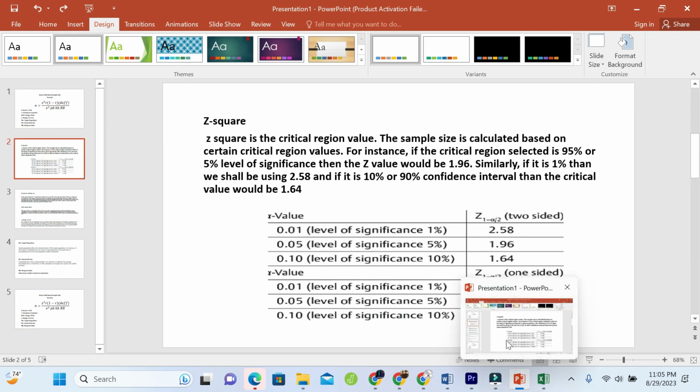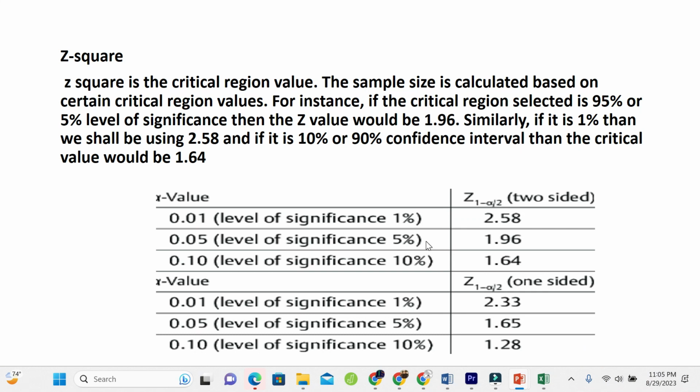Okay, in the next slide, here we can see the Z square. Z square is the critical region. The sample size is calculated based on certain critical regions. If we see the table below, we can see the Z values: for 1% margin of error, confidence interval, the Z value is 2.58, and for 5% is 1.96, and for 10% is 1.64. This basically depends upon the confidence interval determination, like which confidence interval we are interested in.